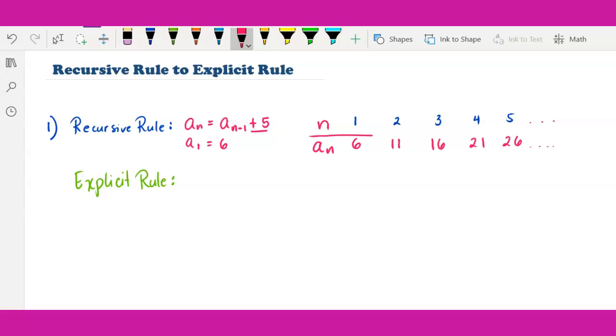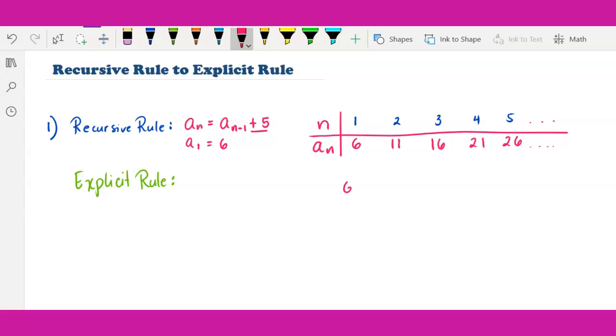So this sequence of numbers is described by the recursive rule a sub n is equal to a sub n minus 1 plus 5, when the first term is equal to 6. Now, you can find the explicit rule, or what formula actually describes this pattern, so that if you're given n, you can find a sub n without adding 5 repeatedly. All right, so let's do that.